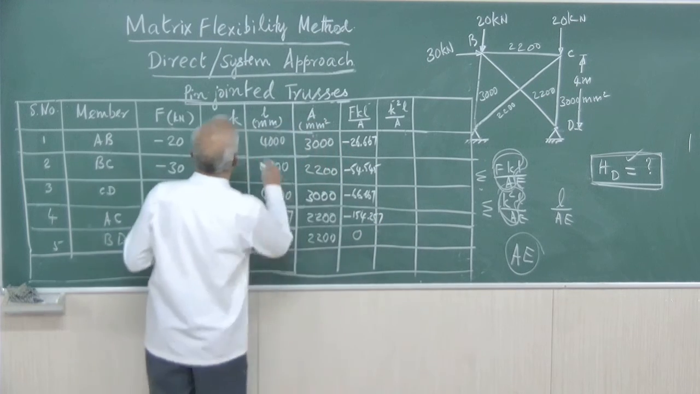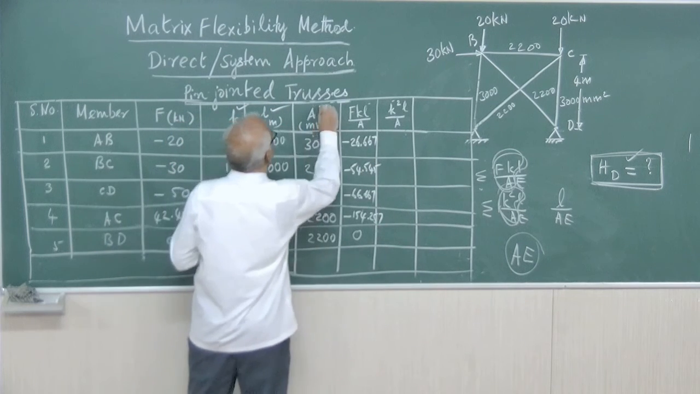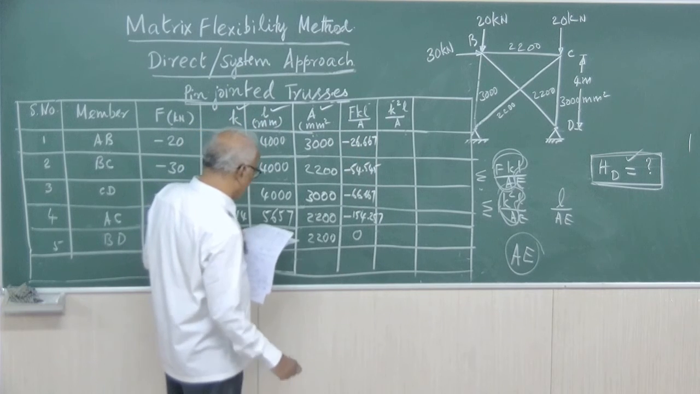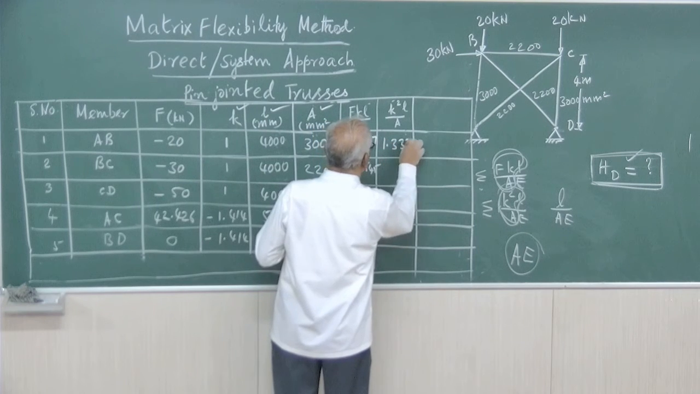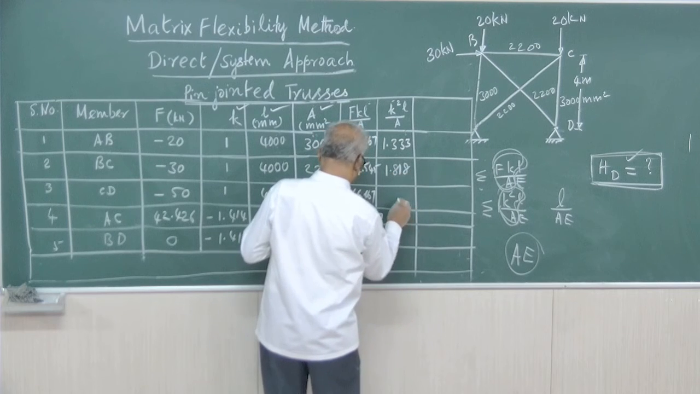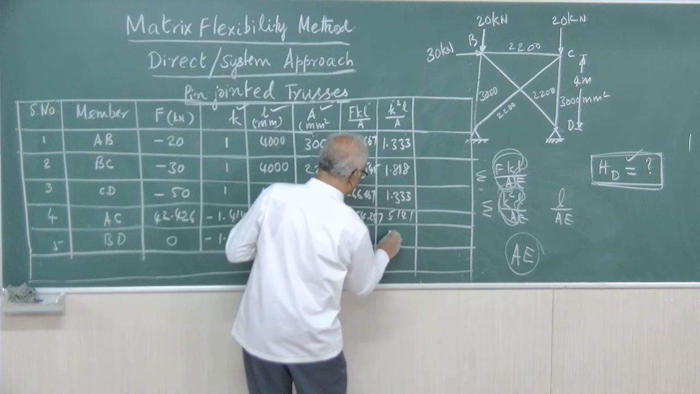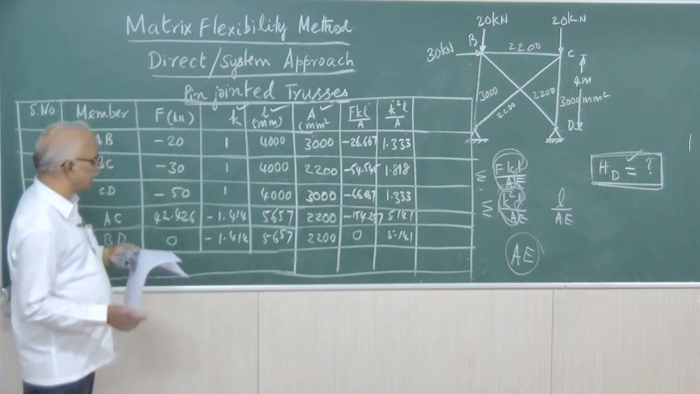Coming to K, we have K and also L. So we have to find out K square L by A, where all the 3 values are there. So we have to do only calculations. This calculation will give you 1.333, 1.818, 1.333, 5.141, 5.141. So that's about the values.